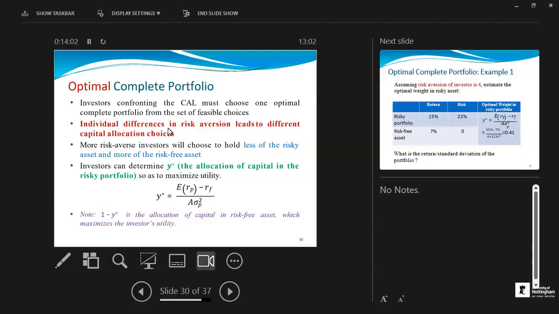So Y star here will give us the amount of investment that we are going to make in the risky portfolio. And you can see this looks more like a Sharpe ratio, right? This looks very similar to a Sharpe ratio, except that it has this additional term A, which takes into account individual risk preference, right? Or an individual's aversion to risk.